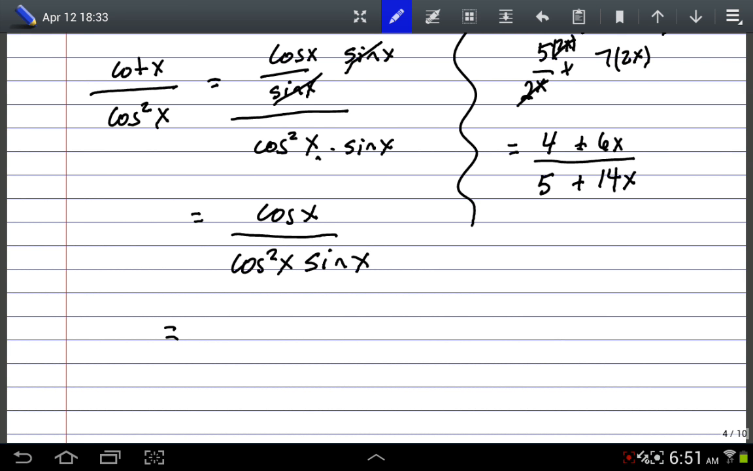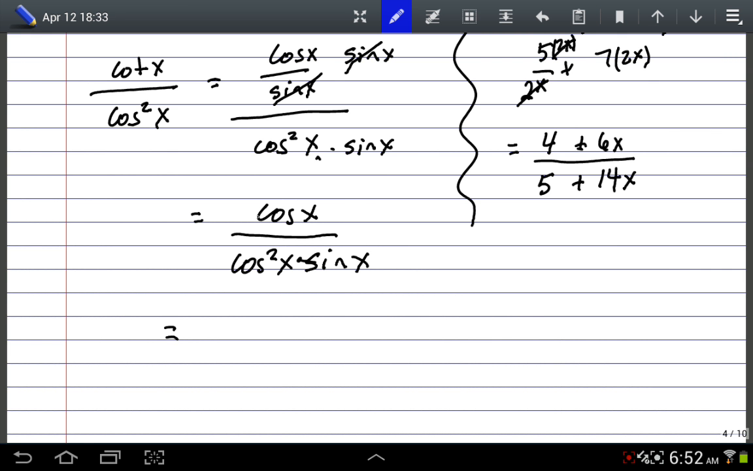Can we cancel the cosine x with the cosine squared x? Okay. Is that legal? Yeah. Because what's happening down here? You're multiplying. Remember, we can cancel out as long as the operation's multiplication. Now, they're totally not going to cancel out, are they? The cosine squared is just going to go down to cosine.